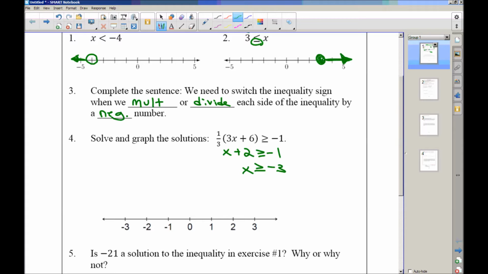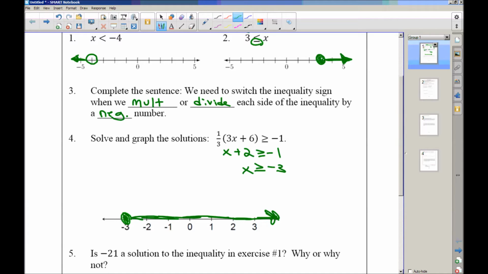Okay? All right, so we need to graph this. So we're going to put a filled in circle on -3 because of the equal to bar. So -3 is one of our solutions. And it also says all the other solutions are things that are bigger than -3. So this side is all the numbers that are bigger than -3.